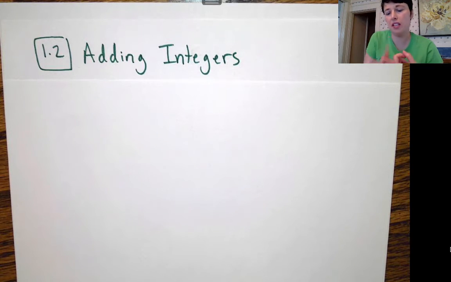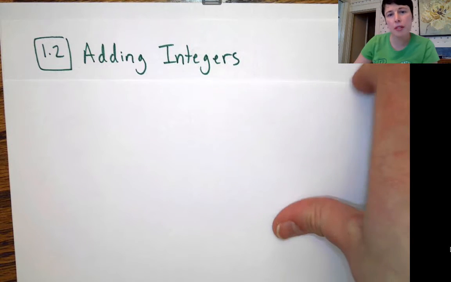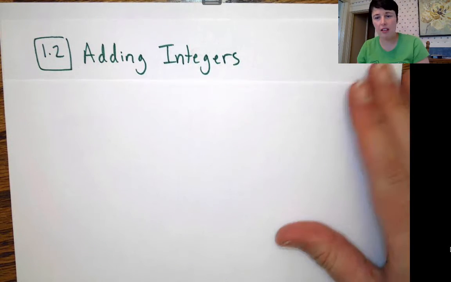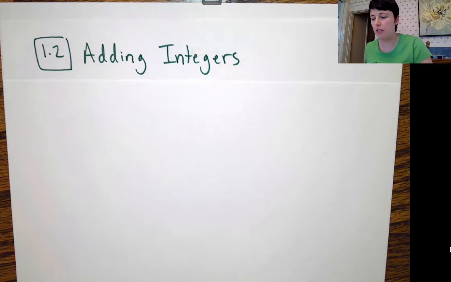Either the numbers have the same sign and they match, or they have different signs. And so what you have to do is pay attention to those signs. Are they both positive? Are they opposites? Are they both negative? Because that's going to help you figure out what to do next.